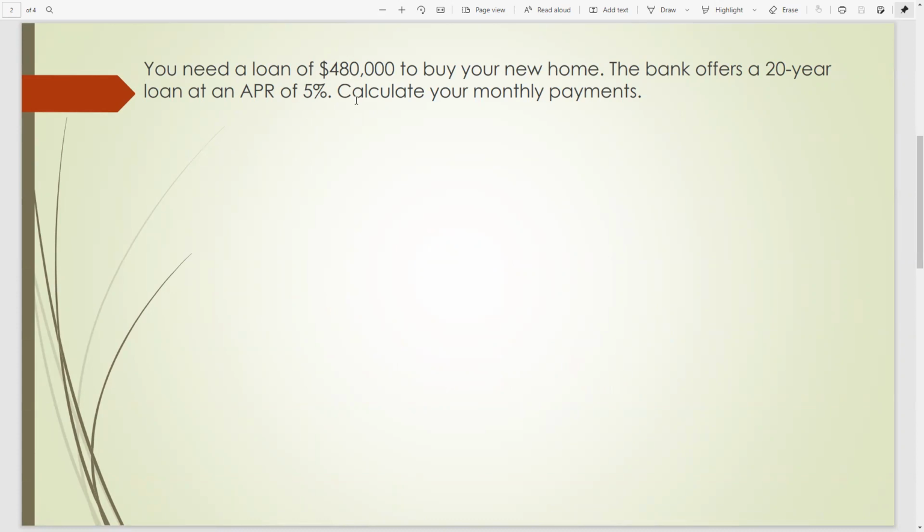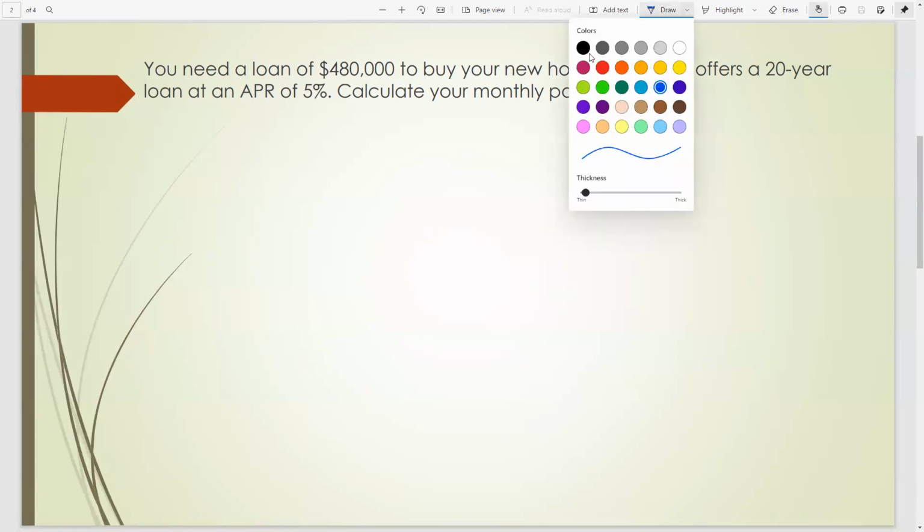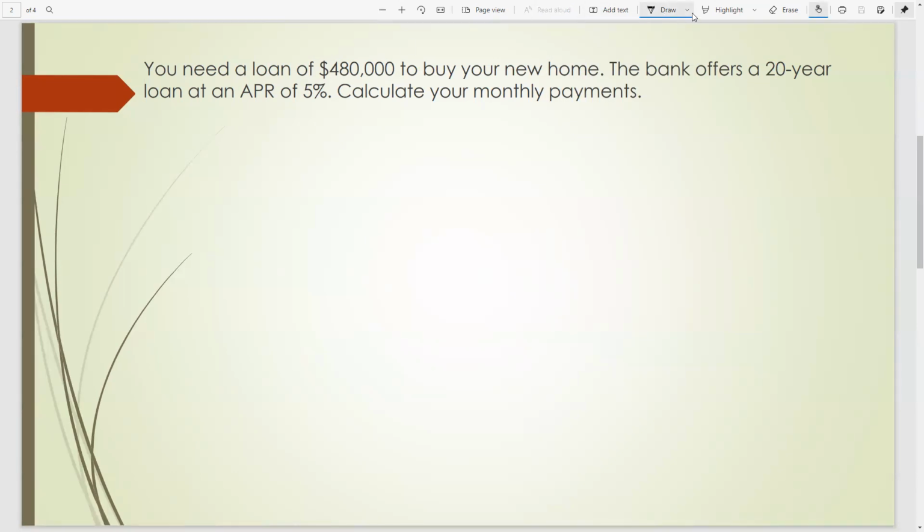We need a loan of 480,000 to buy a new home. The bank offers a 20-year loan at an APR of 5%. We want to calculate the monthly payment.